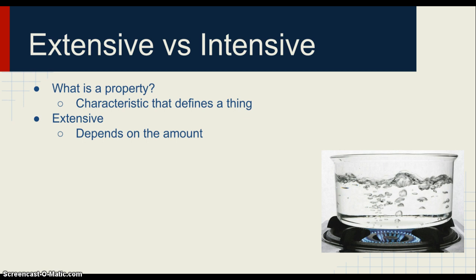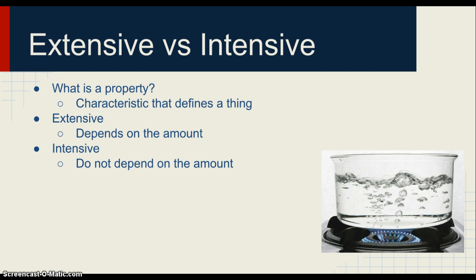So an extensive property then would depend on the amount, so length or the mass of an object would be an extensive property. An intensive property, and you can think about this as being something internal, something what makes the thing what it is, does not depend on the amount. Any of these intensive properties, doesn't matter how much that it has, that property will be the same.